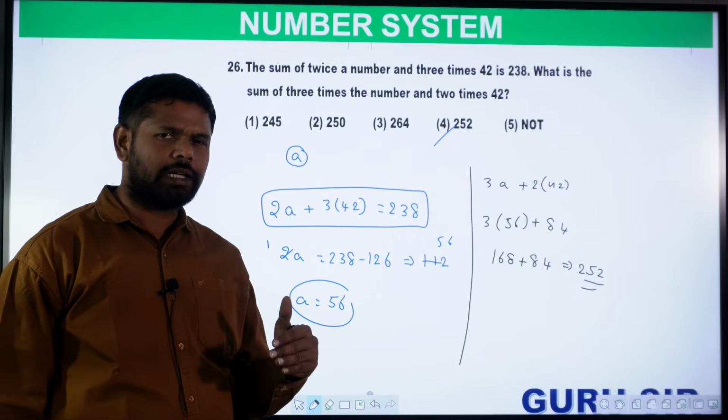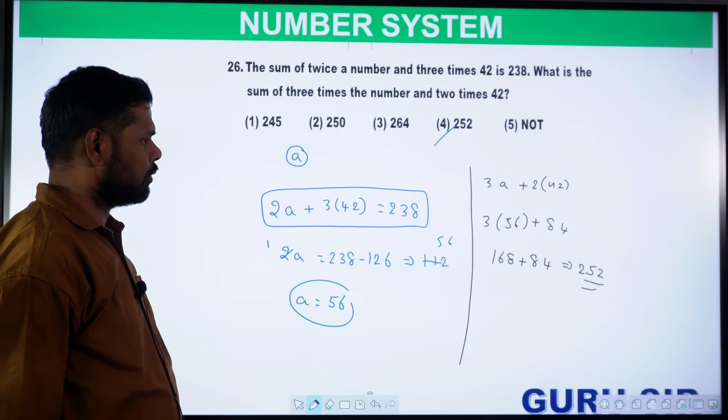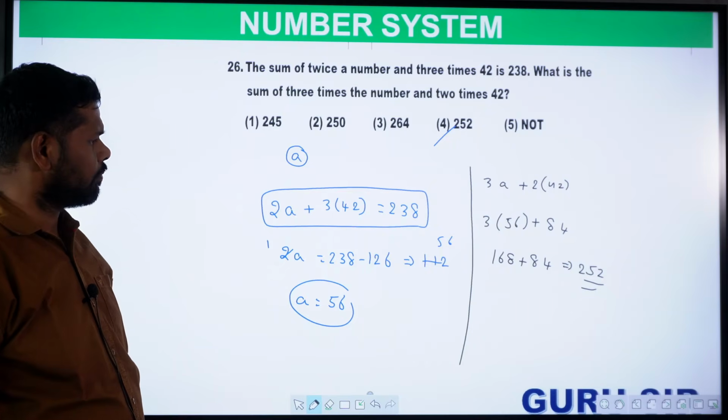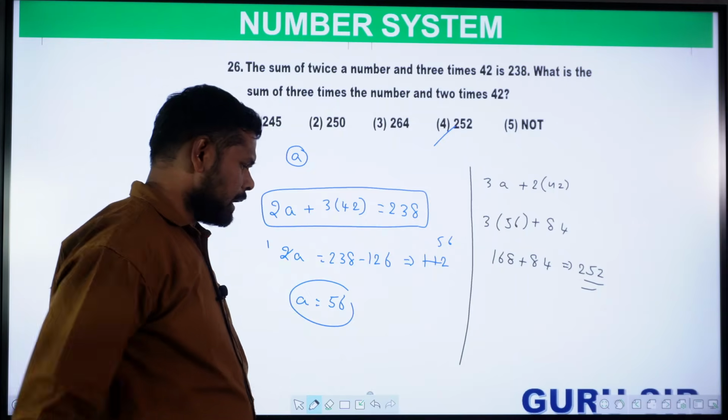At the starting, it takes some time for calculation. Based on practicing, our speed of calculation automatically improves also. No doubt. Next one.